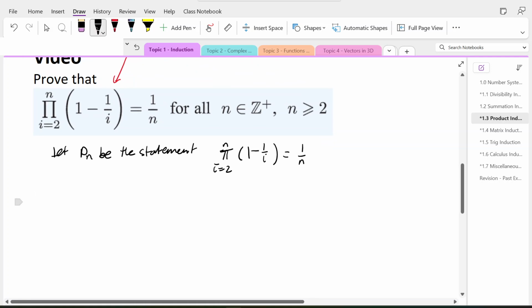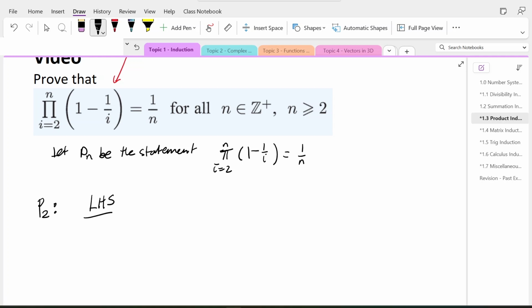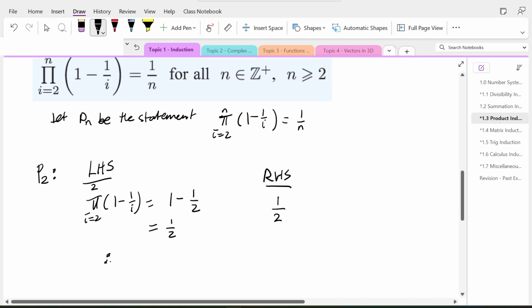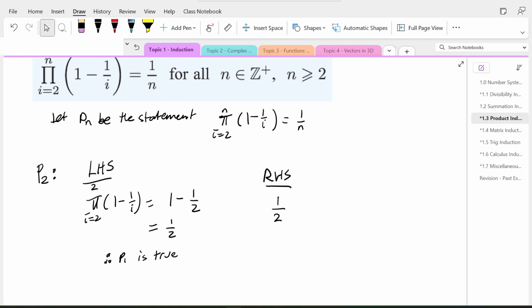Now, normally induction starts with a P1 step, but our base case here is actually going to be P2, because we're starting at 2. So on the left-hand side, we've got the product from i equals 2 to 2 of 1 take 1 over i, which is just going to give us 1 take a half, which is a half. On the right-hand side, we're going to get 1 over n, and in our case, n is 2. So they match. Therefore, P1 is true. Okay, so that should say P2 is true.